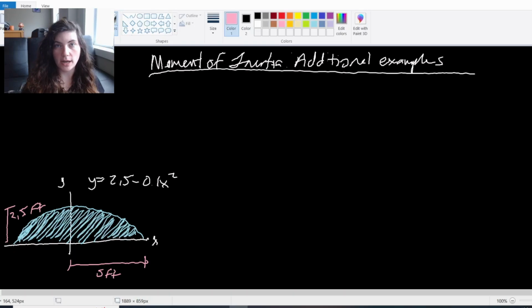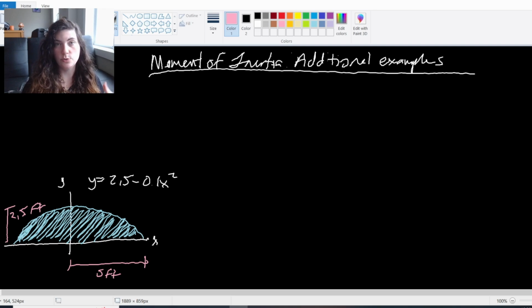If you want a little more practice in setting up these integrals for your moment of inertia calculations, this is the video for you. We're going to look at this problem. Pause the video, look at it, and evaluate this shape, y equals 2.5 minus 0.1 x squared, for your moment of inertia about the x-axis and about the y-axis. Just set up those integrals.